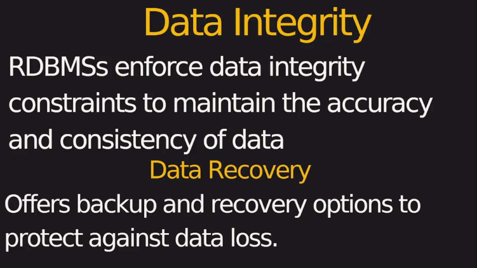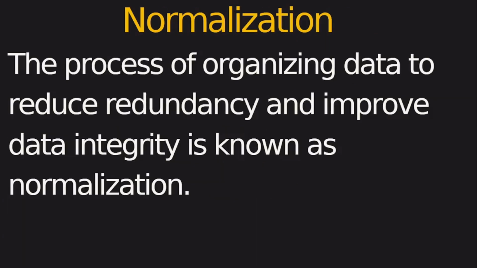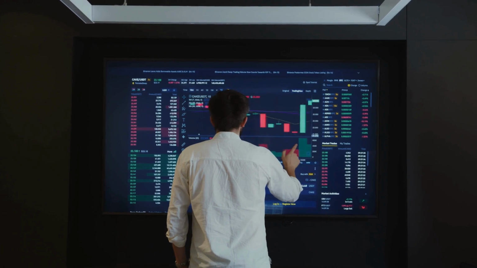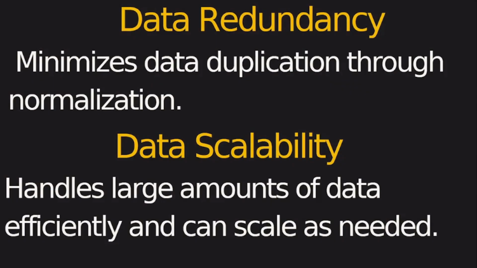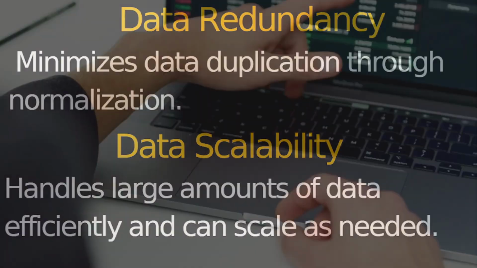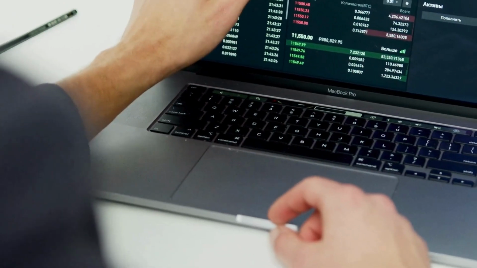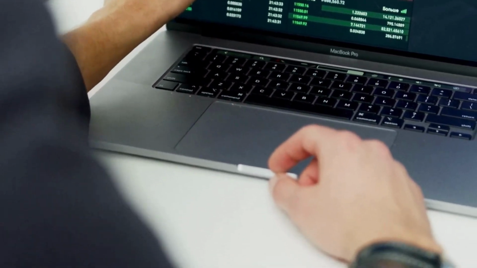Data integrity: RDBMS ensures accuracy and consistency of data through constraints and rules. Data recovery: it offers backup and recovery options to protect against data loss. Normalization: the process of organizing data to reduce redundancy and improve data integrity is known as normalization. Data redundancy: it minimizes data duplication through normalization. Data scalability: it handles large amounts of data efficiently and can scale as needed.